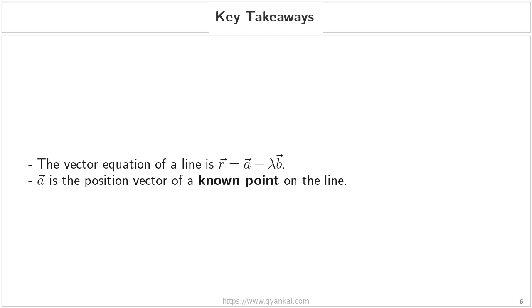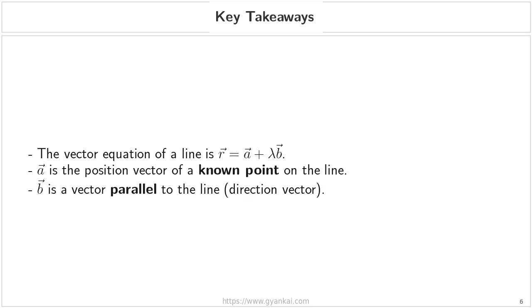Key takeaways. To summarize, the fundamental formula you need to memorize is r vector equals a vector plus lambda times b vector. It is crucial to remember exactly what each component represents. First, the a vector is the position vector of a known point on the line. Think of this as your starting or fixed location. Second, the b vector is a vector that is parallel to the line, which we call the direction vector. This tells us the path the line follows.